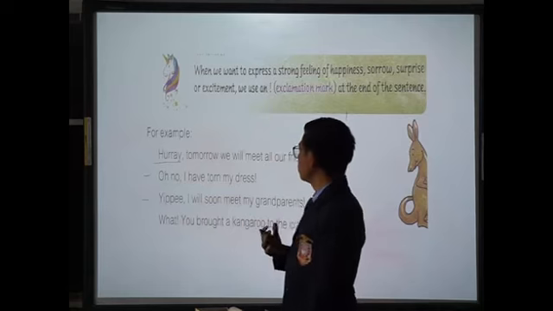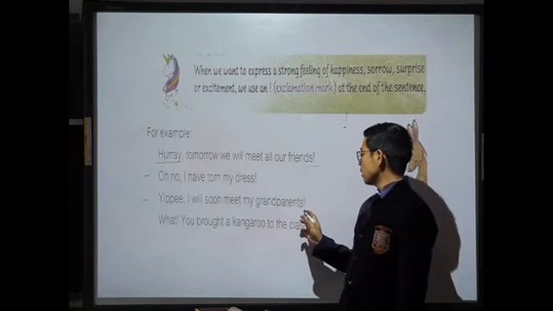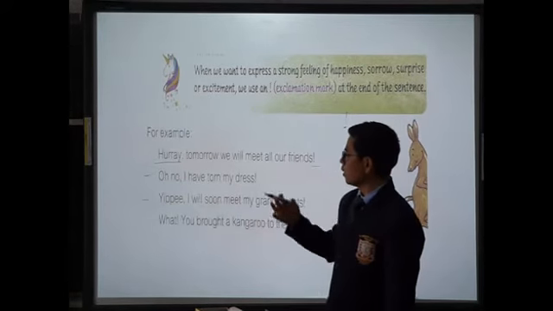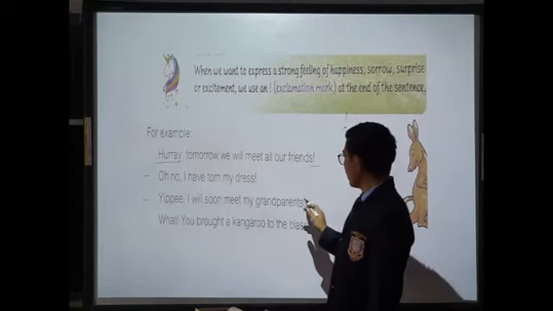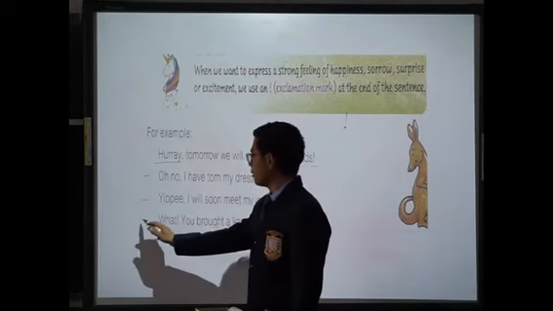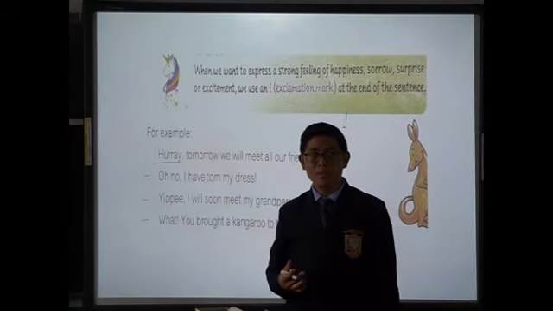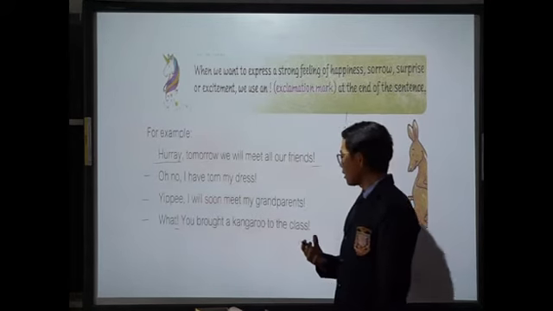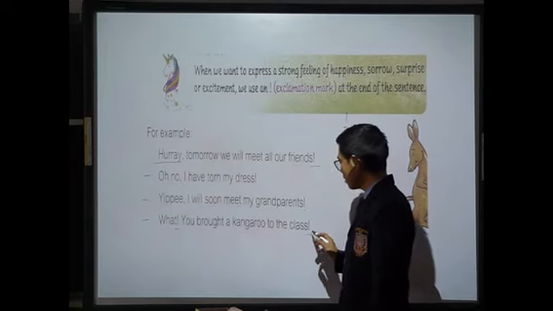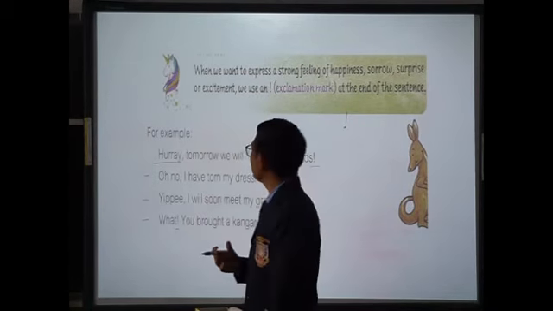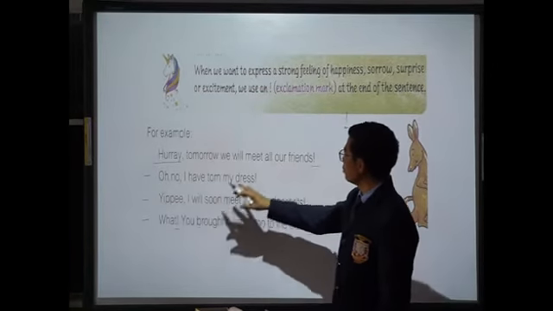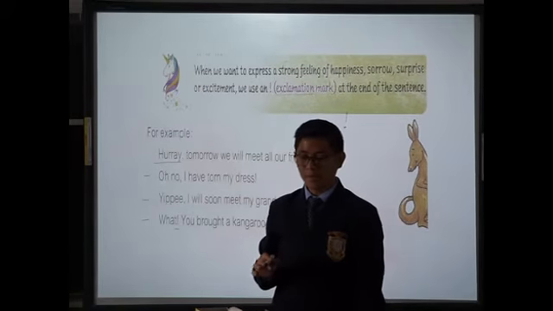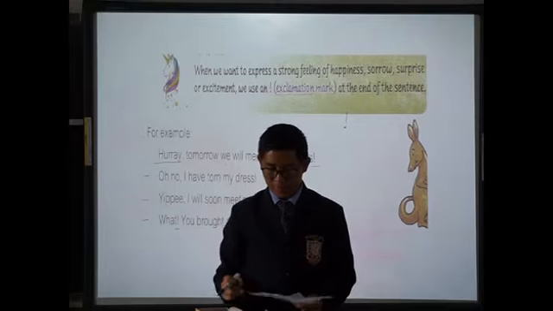And then, next. Yippee! I will soon meet my grandparents. Out here, it ends with an exclamation mark, isn't it? Yippee! This is also excitement. When you have so much excitement, we use this kind of words and end with an exclamation mark. Alright. Now, the last one. What? You brought a kangaroo to the class? Here also, exclamation mark. This is a kind of surprise, okay? So, here we have used the exclamation mark to show our sudden feelings, sorrow, excitement, happiness, and all.